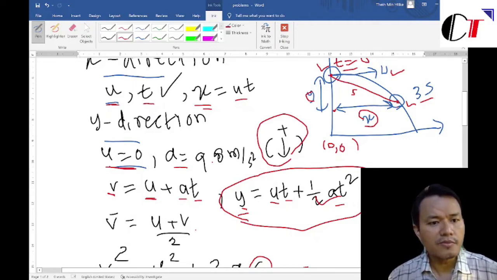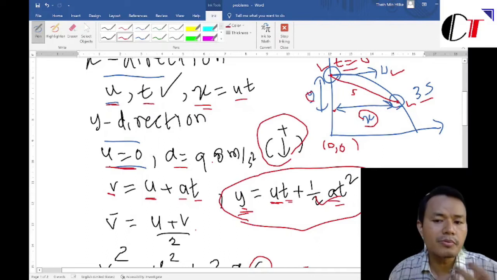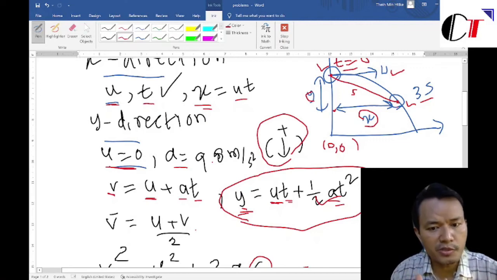And now you are asked to find the vertical component of the displacement, which is y. Now y can be found by ut plus half at squared, because there is constant acceleration motion. If you look at this equation, we know u, we know t, and we also know a. Since we know three parameters, we can easily find y directly. So that is a very straightforward problem, of course.